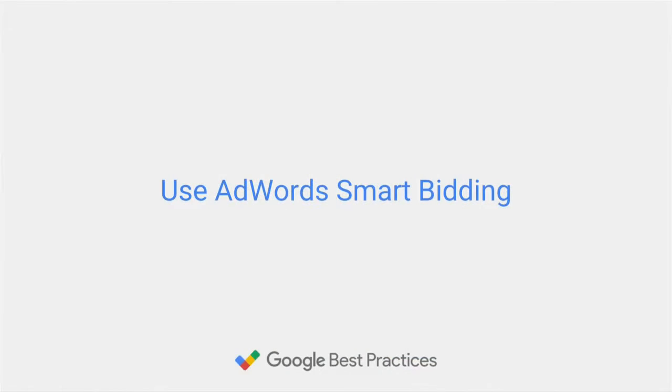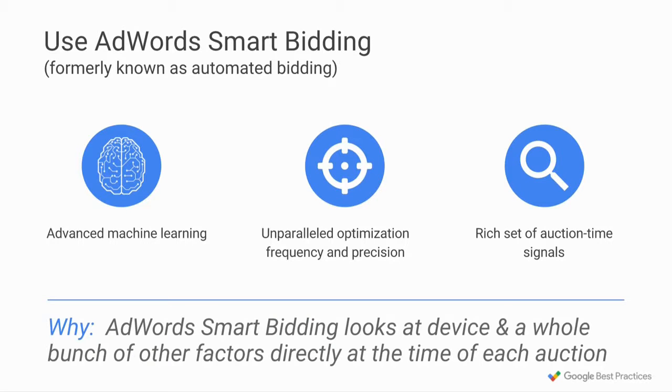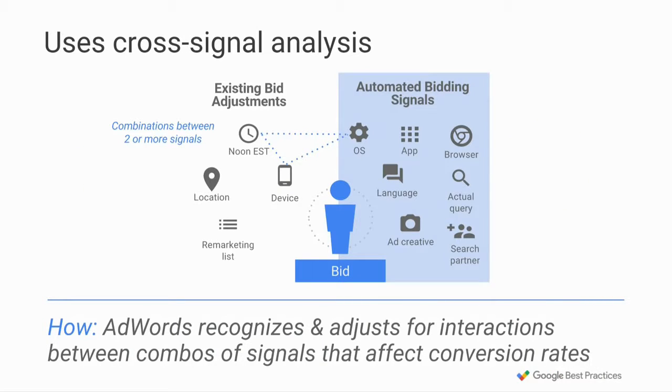Cool, thanks, Leo. And as we're talking about efficiency, if you're reevaluating right now your current bidding methodology, we actually encourage you to consider AdWords Smart Bidding, formerly known as AdWords Auto Bidding. The reason being is that AdWords Smart Bidding takes into consideration a multitude of signals for you. It uses advanced machine learning and sets the optimal bid for every auction. In addition, it also takes into consideration the relationship between these signals.